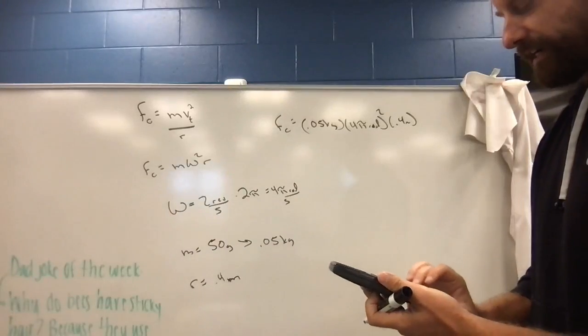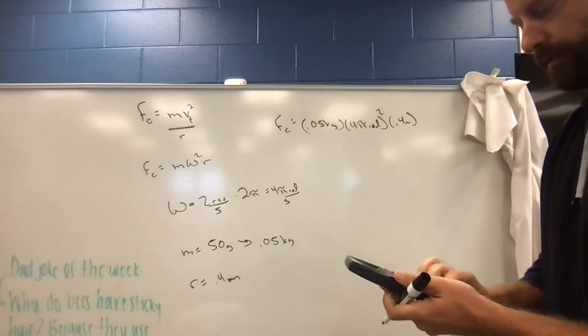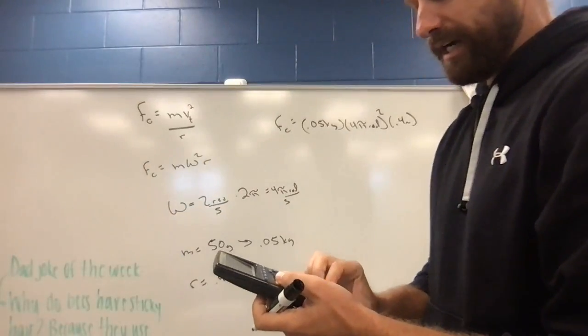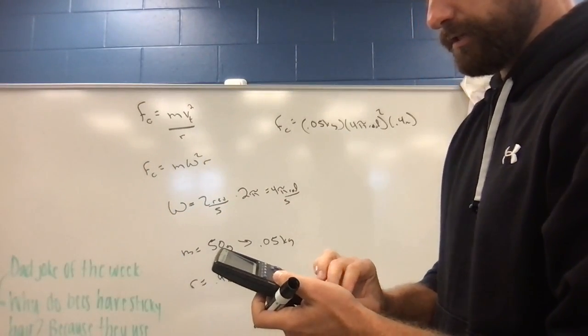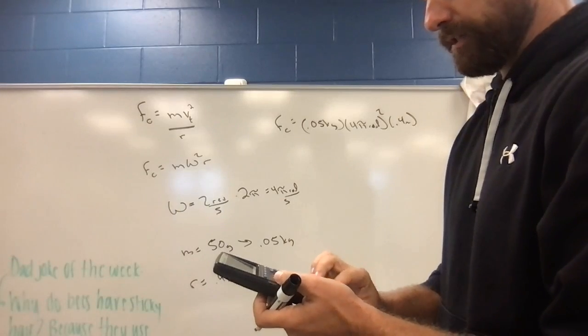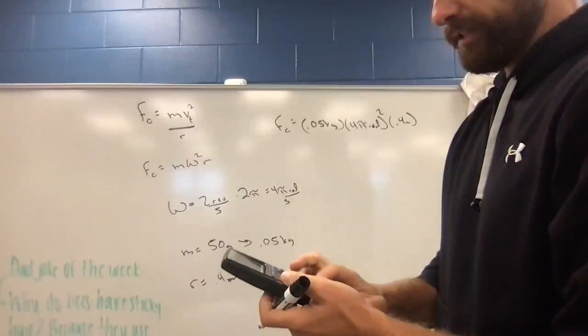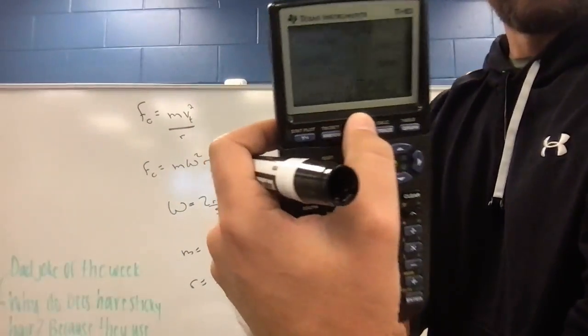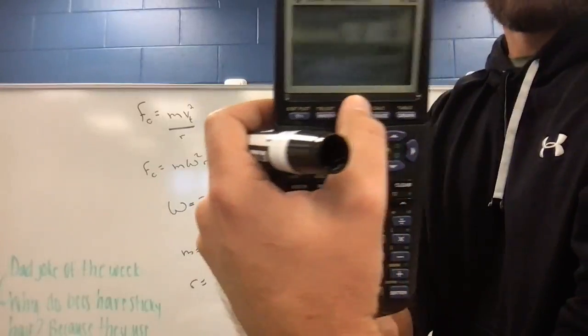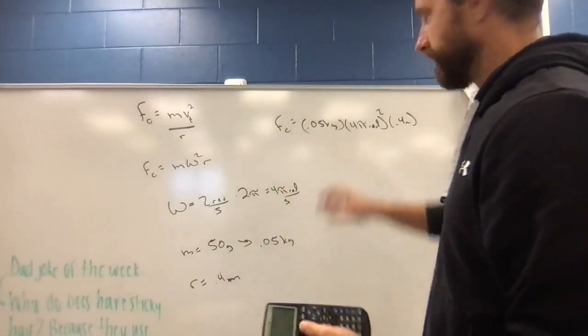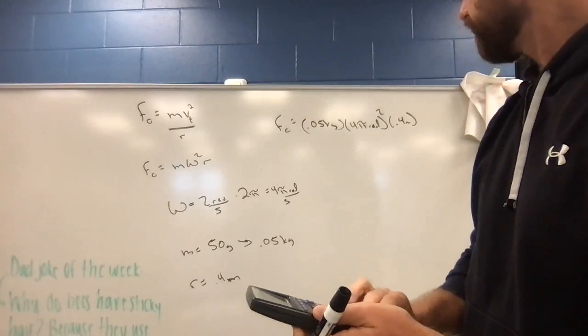So 0.05 times, now I have to make sure it's the 4 pi that gets squared. So I've got to make sure and use my calculator correctly. So times 3.14 in parentheses squared. So you got to make sure and set it up so that the right thing is squared there, since it's this part that's squared, times 0.4 meters.